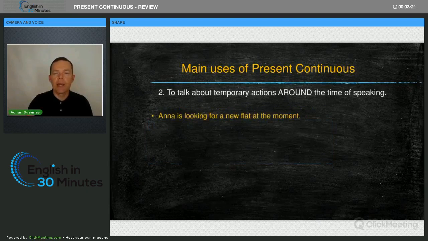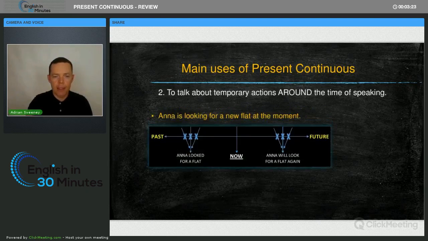Another one, Anna is looking for a new flat at the moment. Again, look at the timeline. So in the past, Anna looked for a flat. In the future, Anna will look for a flat again. She will look more in the future, but she's not looking at the moment. Perhaps at the moment she's having lunch or something.